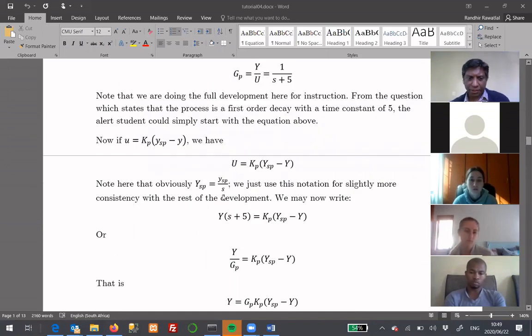And here's just a comment: remember, ysp is a constant. So it's actually a constant over s when you Laplace transform. But anyway, we will just accept that this is a ysp, the function capital ysp. It's actually a lowercase ysp over s. So we just accept that's the function that actually applies. Any questions or comments so far?